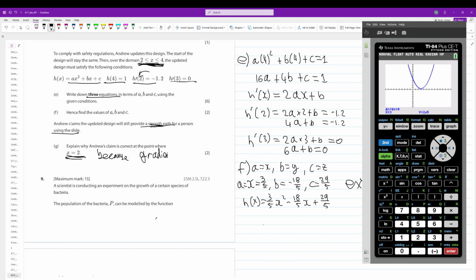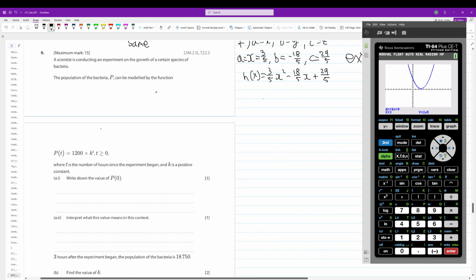Gradient is the same. I'm going to write that better. Not much better. Okay, last one. Whoa. Doing good for time.